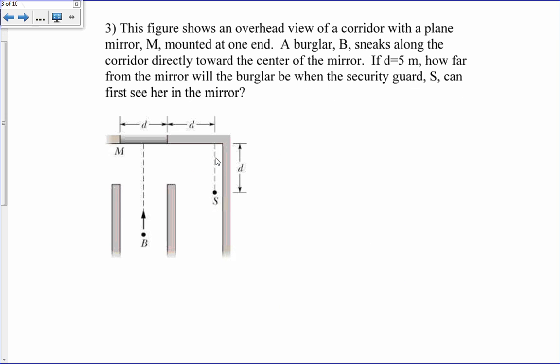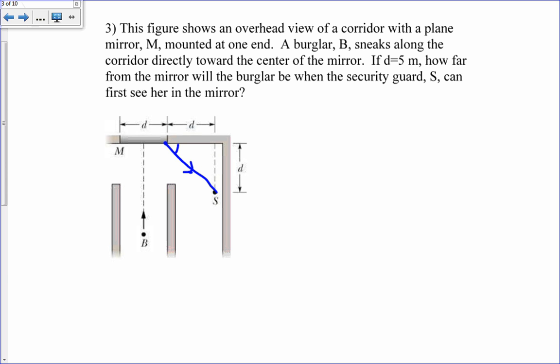This figure shows an overhead view of the corridor with a plane mirror M mounted on one end. A burglar B sneaks along the corridor directly towards the center of the mirror. If D equals 5 meters, how far from the mirror will the burglar be when the security guard S can first see her in the mirror? Okay, when the security guard first sees the burglar, light rays from the burglar are going to come to the security guard from the very edge of the mirror. So I want to find where is the position of the burglar so that light rays from that mirror will come to the security guard just from the very edge of it.